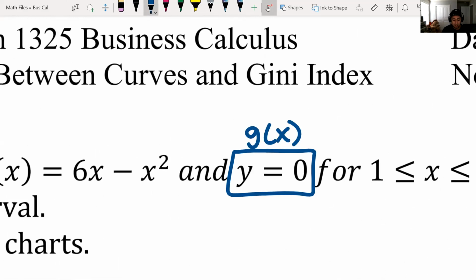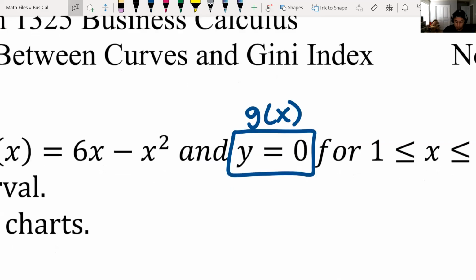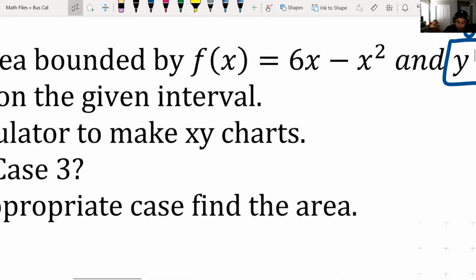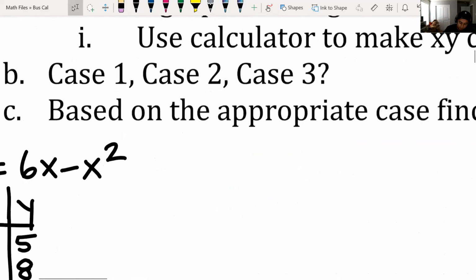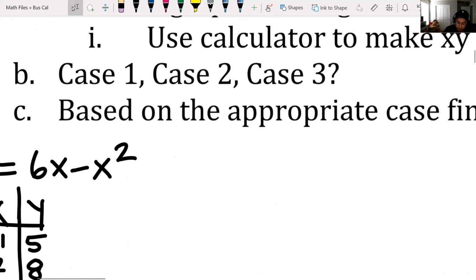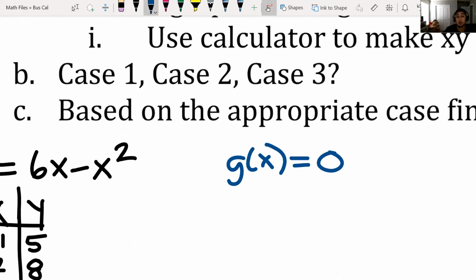So this is going to be my g of x. So I'll make an xy chart for that. So this means that g of x equals 0, right? It's the same as y equals 0. Same exact thing.